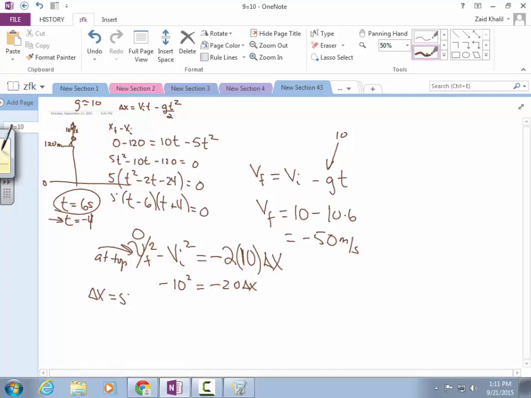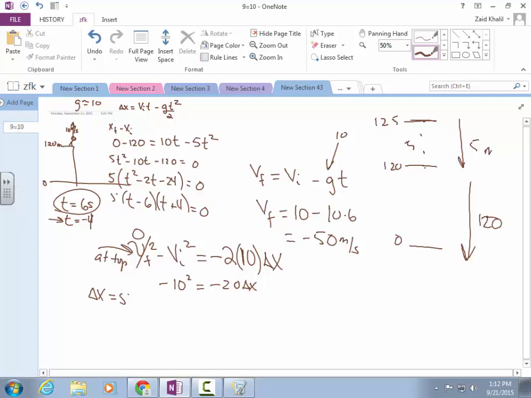But basically, this goes up to a position of 125 relative to the ground at 0, right? Goes up 5 meters. It comes down 5 meters. And then it goes down another 120. So the total distance is 130. Any questions? And what this shows you is that a good example is worth at least 100 words or so.